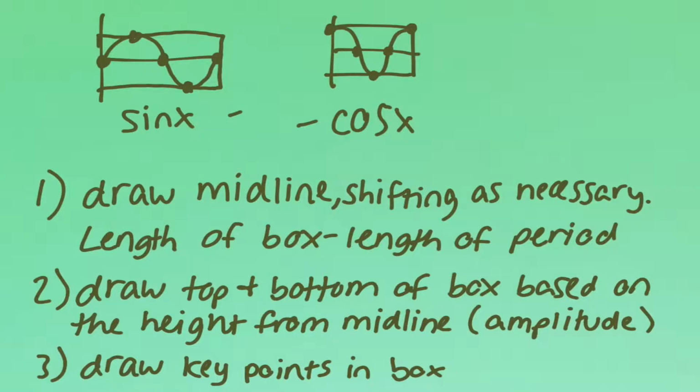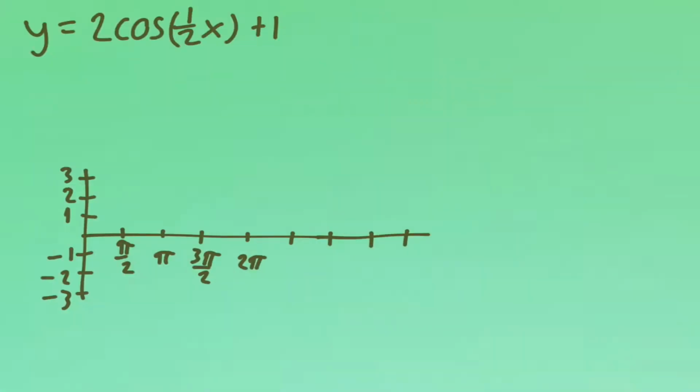Overall, what you're doing is drawing a box, and you're going to have one complete cycle in the box. So you're transforming the box, and I think it's easier than transforming all these different points. So the first thing you're going to do when you draw your box is draw the midline. And that's going to be based on your period and your shifting. If this is our first example, it's shifted up 1, and then we need to find the period.